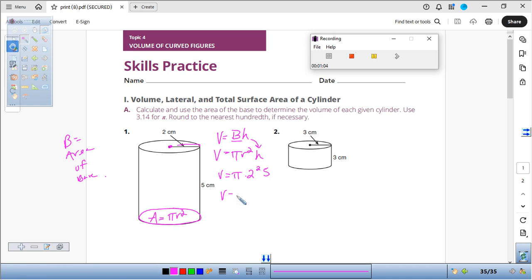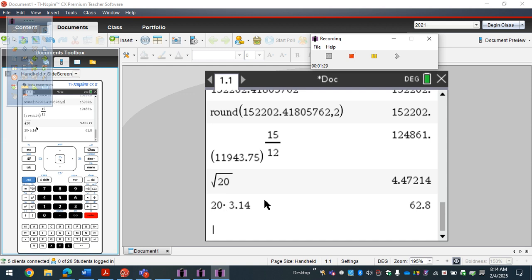So volume is equal to, multiply this stuff out, this is 2 times 2, which is 4. 4 times 5 is now 20 pi. That's the most correct answer. But like it says here, to use 3.14 for pi, we're going to go 20 times 3.14. Hold on. So there we go, multiply 20 times 3.14, so about 62.8.